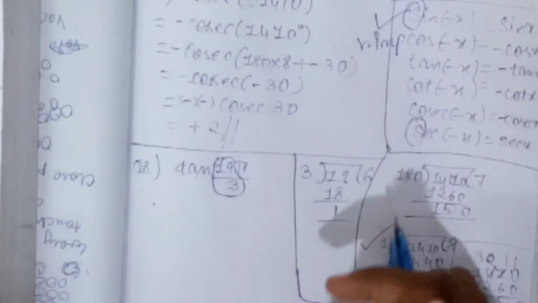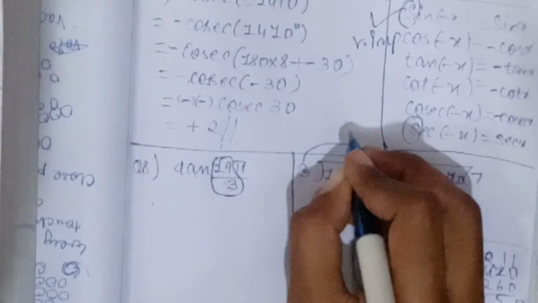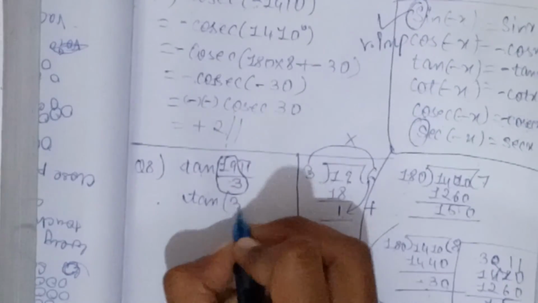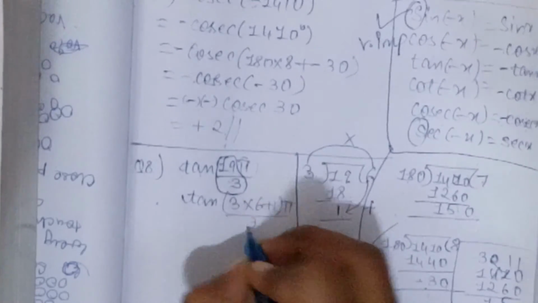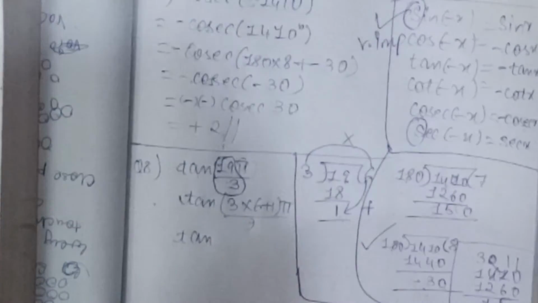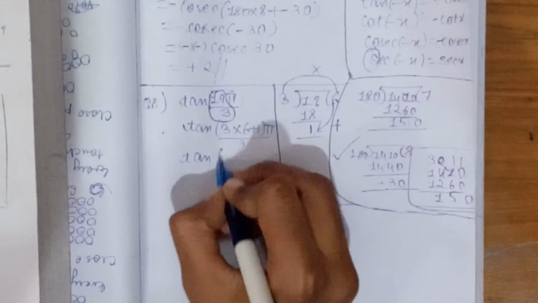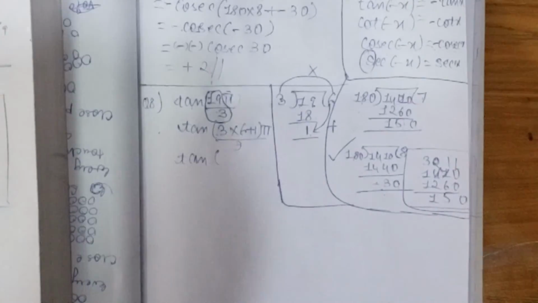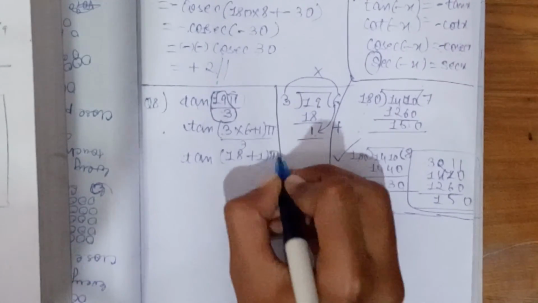Same procedure as in the 7th and 6th questions: 3 into 6 plus 1. You have to multiply here and you have to add here. So tan of 3 into 6 plus 1. This pi, just keep it at the side until the end, by 3. So 3 sixes are 18, plus 1, pi by 3.